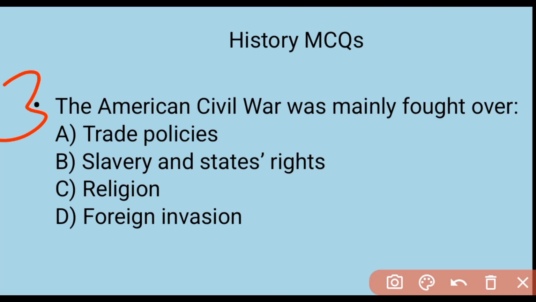Question number 3. The American Civil War was mainly fought over A. Trade policies. B. Slavery and states' rights. C. Religion. D. Foreign invasions. Okay, the right answer is slavery and states' rights, especially the issue of slavery, which the Confederates, or the Southern states, wanted to continue, and the Northern states wanted what? To end slavery. So this was the antagonistic side of these two groups. However, the Confederates established their own independent states, the Confederate States, which led to the outbreak of the Civil War.